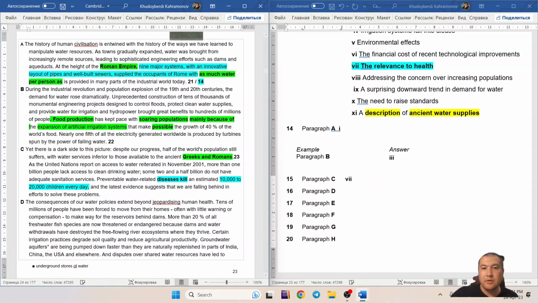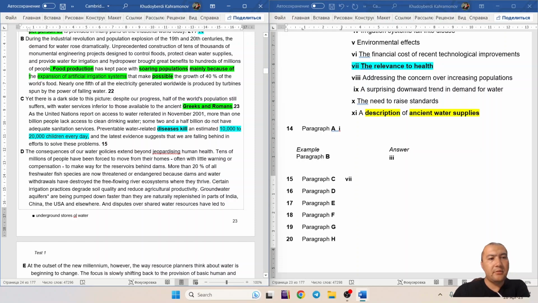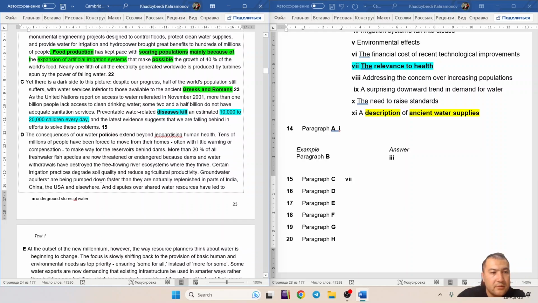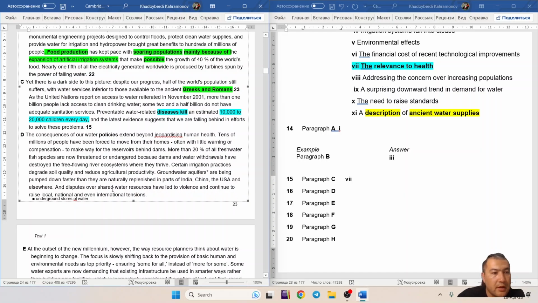And let's write it down here, 15. The consequence of water policy. So it's talking about policy. Extend beyond jeopardizing human health. Tens of millions of people have been forced to move from their homes, often with little warning or compensation, to make way for the reservoirs behind dams. More than 20% of all freshwater fish species are now threatened and endangered because dams and water reservoirs have destroyed habitats. Aquifers are being pumped down faster than they are naturally replenished in parts of India, China, USA, elsewhere, and disputes over shared water resources have led to raised local, national, and even international tensions.